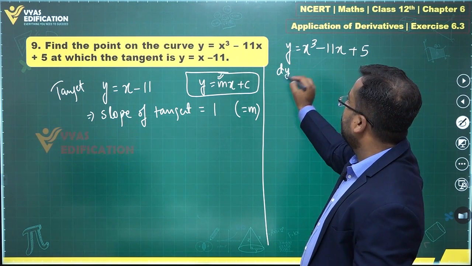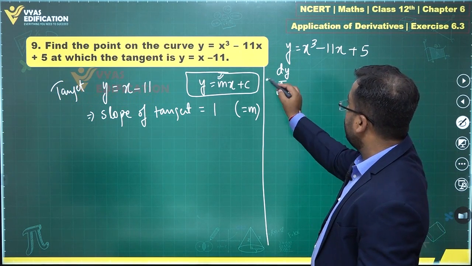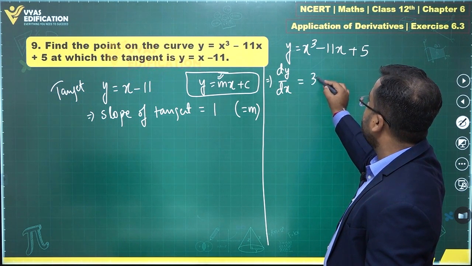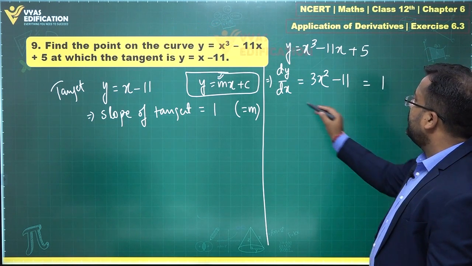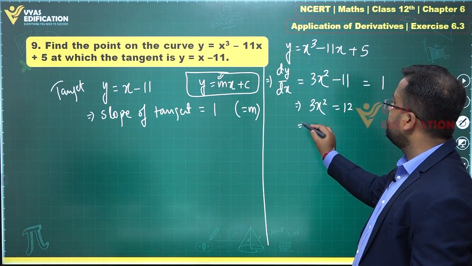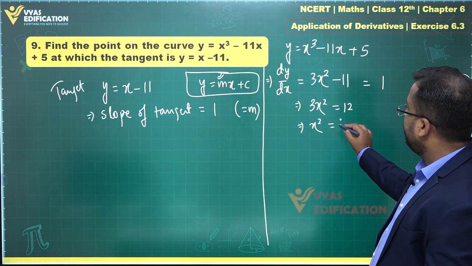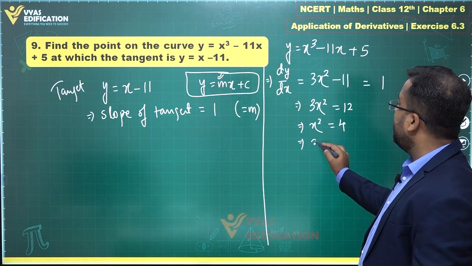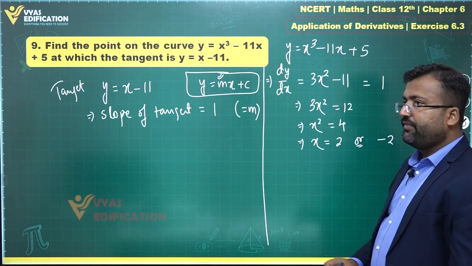How do we find that? We find the derivative. Since the derivative is given to be 1, and the derivative is the slope, this becomes 3x² − 11 equated to 1, and this gives me 3 times x² is equal to 12, which gives me x² is equal to 4. And this further tells me that x will be equal to 2 or −2.